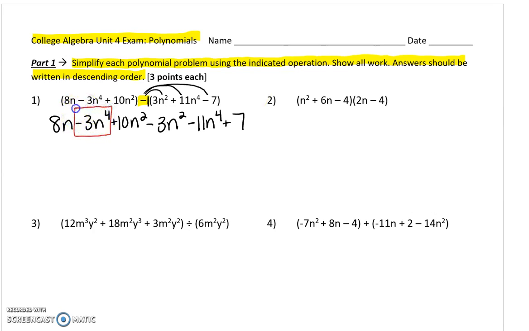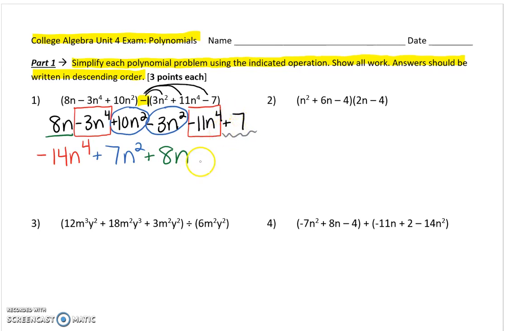I'm going to start by combining the terms that have the highest exponent, so the exponent of 4. We're going to combine the coefficients. -3 plus -11 is -14, and our n to the fourth stays the same. The next highest exponent is squared. When I combine those terms, I get a +7, and the n squared stays the way it is. Then we have a +8n that can't be combined with anything, and we have a +7 that cannot be combined with anything. So our final answer is this polynomial here for number 1.